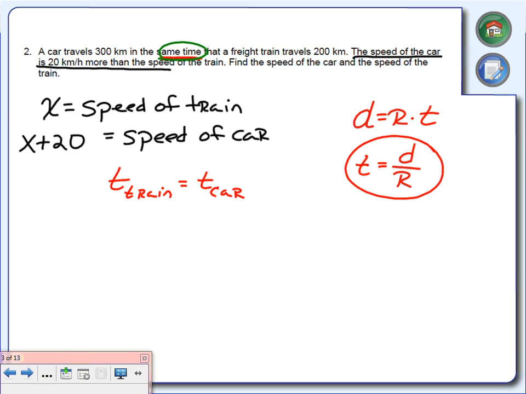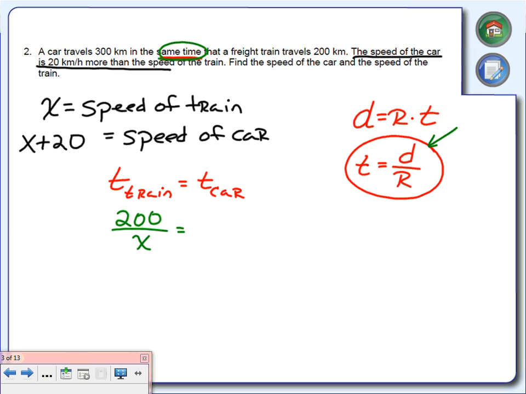Now I also told you that time is equal to distance divided by rate. So we're going to use that. Let's start with the train over here. The time of the train. What's the distance that the train traveled? Look at the 200. So this is how far the train traveled, 200 kilometers. What about the rate of that train? How fast is that train going? X. Says right here, guys, the speed of the train is X. So that's what we're going to use right here.